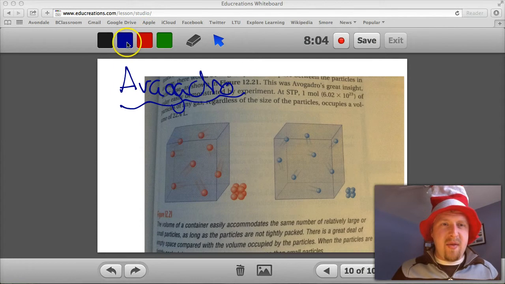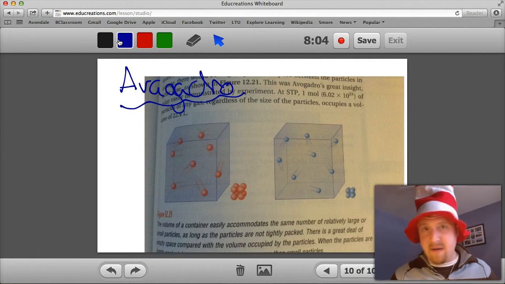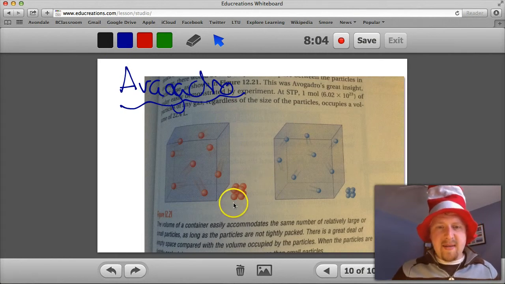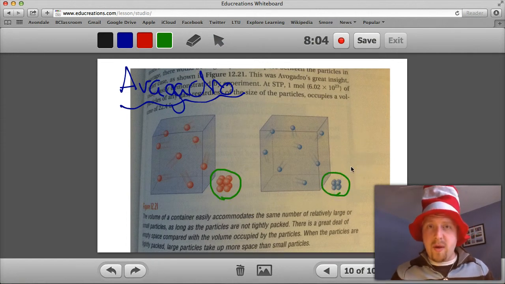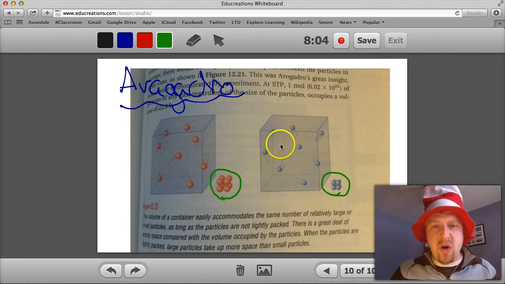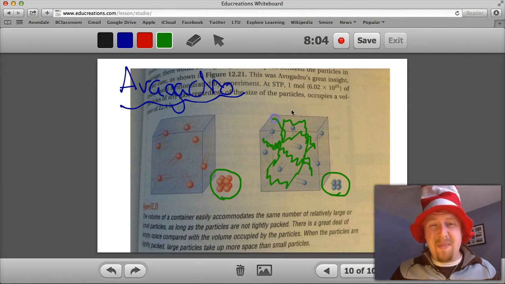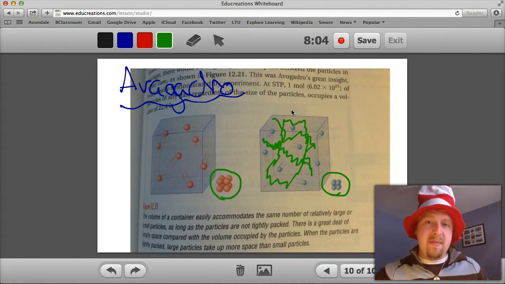And Avogadro said, you know, we here at our level think of big things and little things as being significantly different. But at the gas level, the size of these particles doesn't really make that big of a difference. Notice these particles are larger than these particles here, and the ones on the left are larger than the ones on the right. However, when it comes to filling up a container, there is so much free space in here that the particles don't really take up that much more space, even though they're larger.